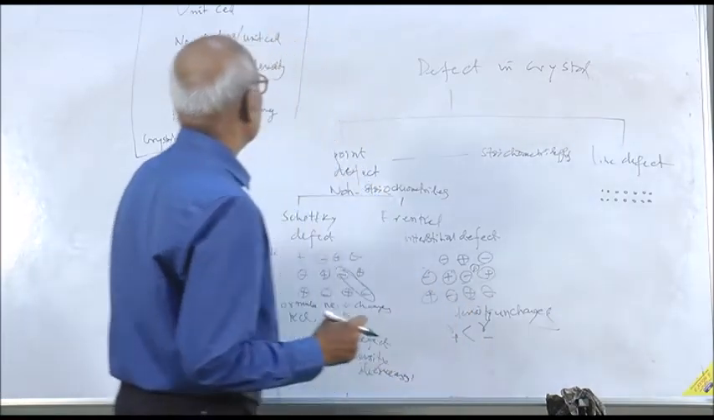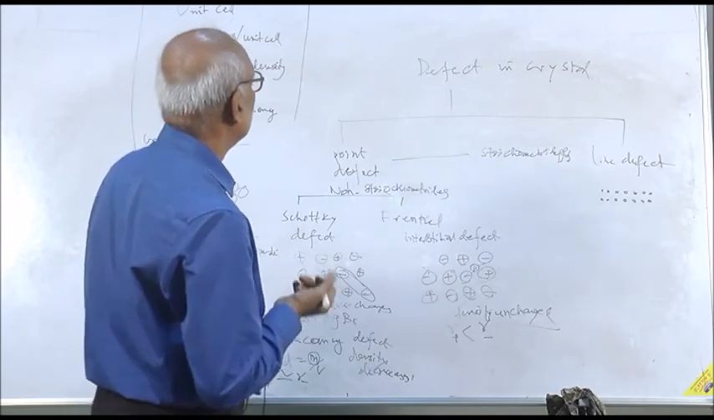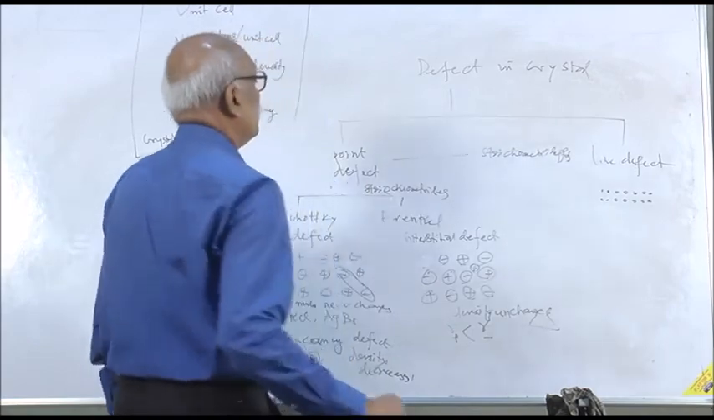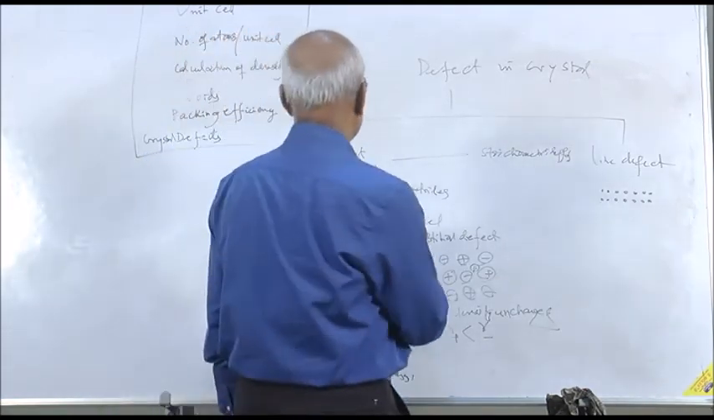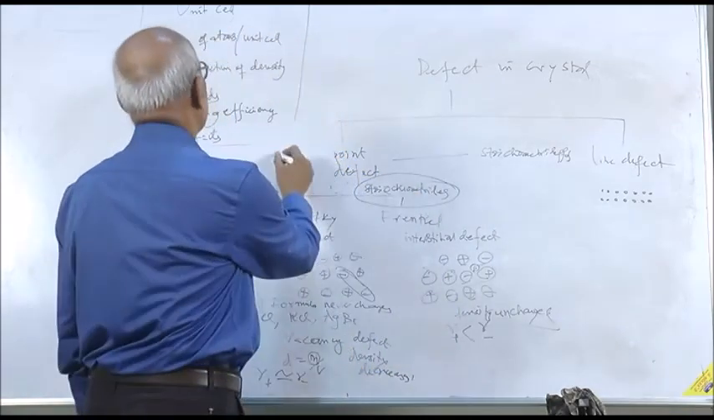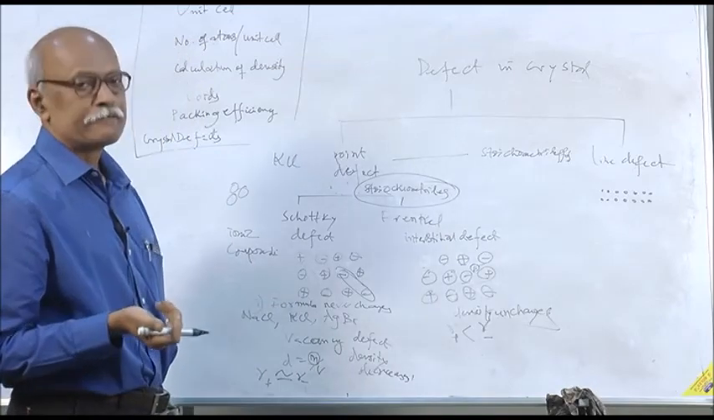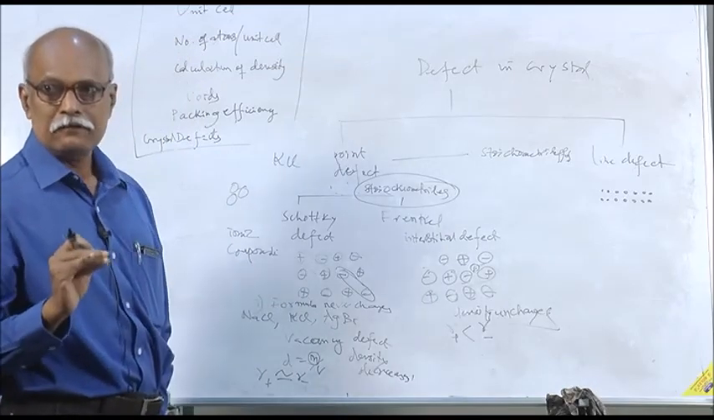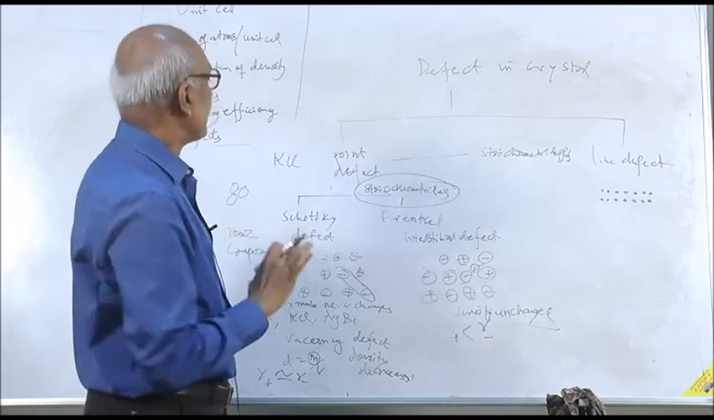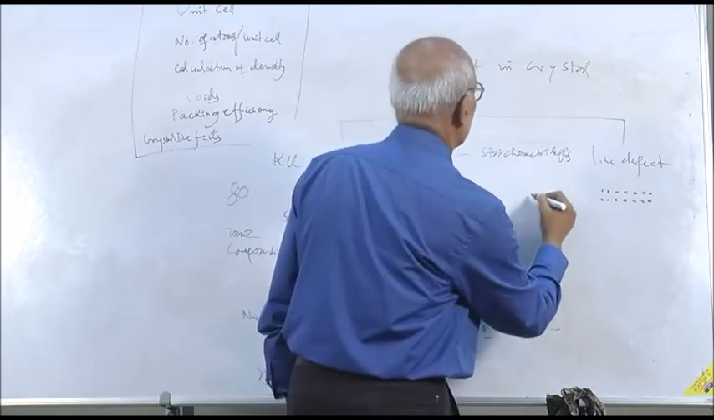And this is your stoichiometric defect. It is stoichiometric because, for a molecule such as potassium chloride, the formula after the defect is also the same, with the ions in the ratio 1:1. But another is your non-stoichiometric defect.